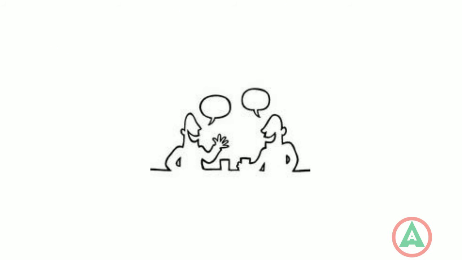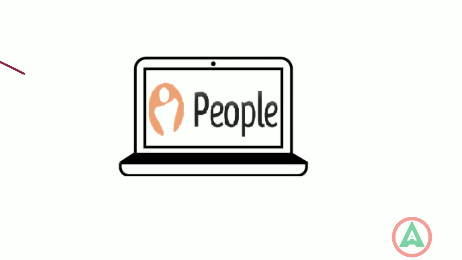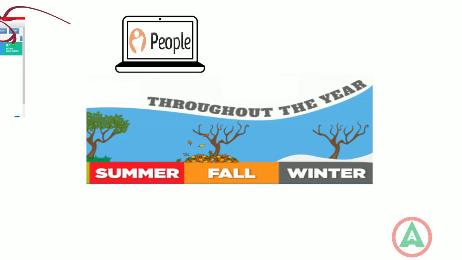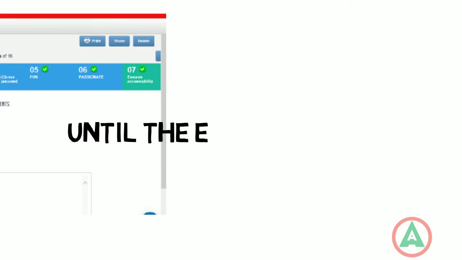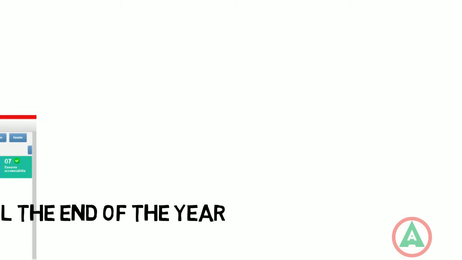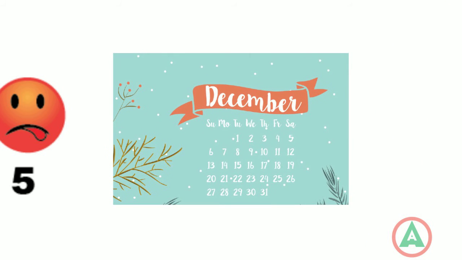After you have completed the discussion with your employee, update any final comments in People HR. Then press the Save button. Press the Share button to enable your employee to continue making notes and comments throughout the year. At this stage, you will only be able to see the comments you have made, and you will no longer be able to see the comments made by the employee until the end of the year. The ratings will only be a guide at this stage and not necessarily the final rating that you will give the employee at the end of the year.